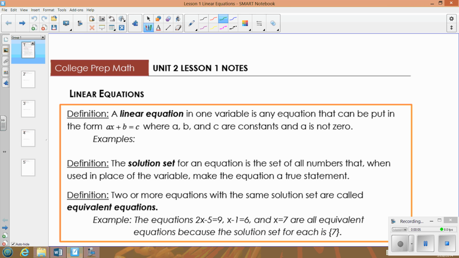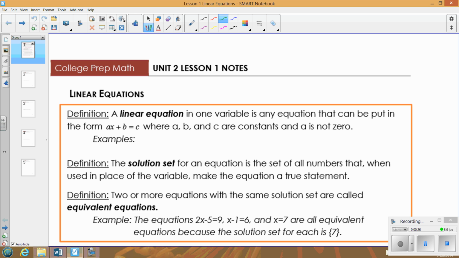For Unit 2, we're going to focus on equations and inequalities. So the first thing we're going to look at are linear equations. And the big difference between this unit and Unit 1, where we only focused on expressions, is that when we're talking about an equation, it has an equal sign in it.